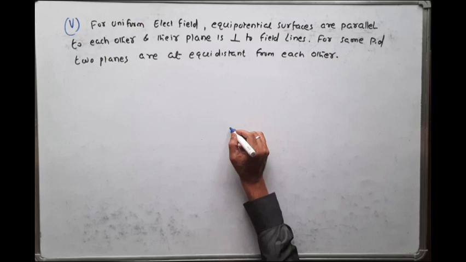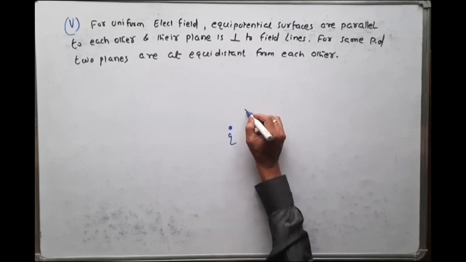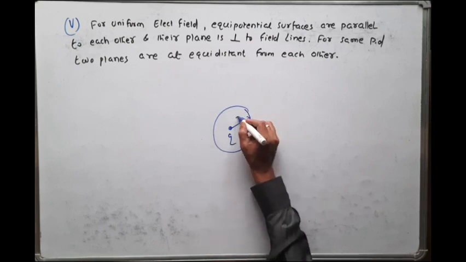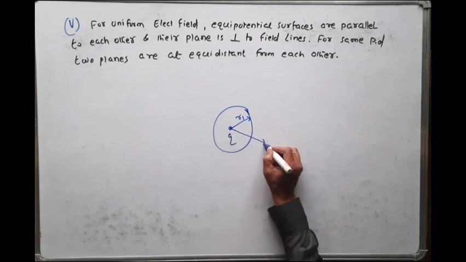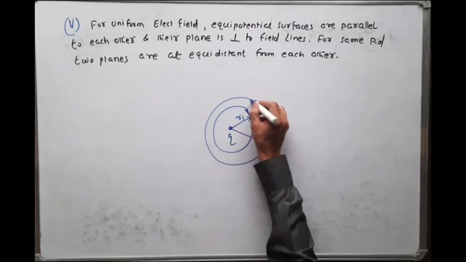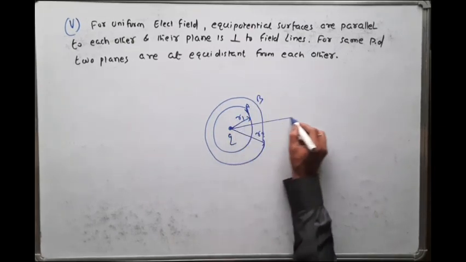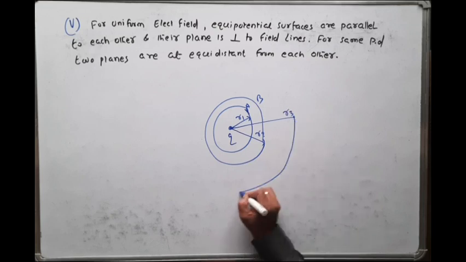Suppose I take a sphere, suppose this is a point charge. Now near the charge I am drawing a sphere of radius R1. Another sphere of radius R2 I am drawing. This is your, suppose, B sphere, this is the A sphere. Another radius, let us say this is R3. So I am drawing another sphere of R3.